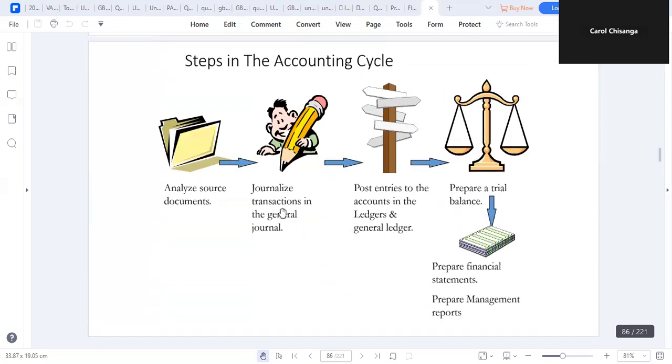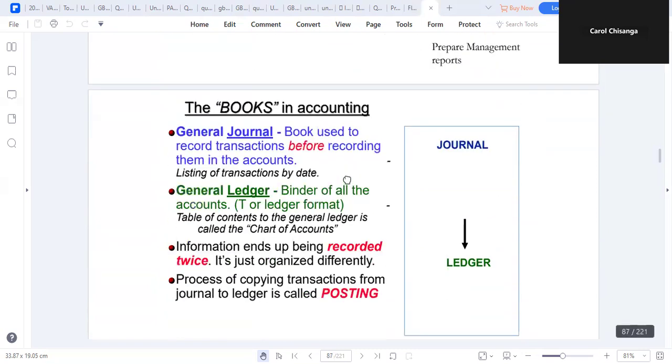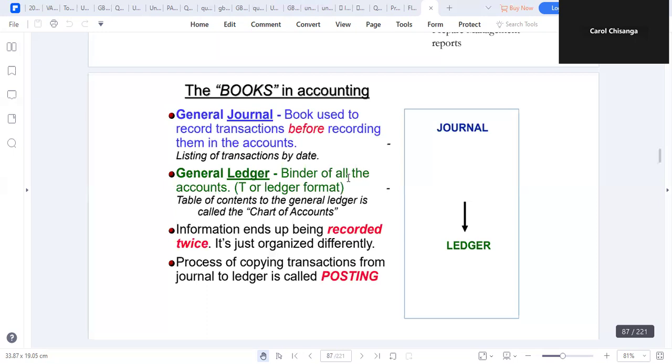ownership. So here are the steps in the accounting cycle where we start with analyzing the documents, we put them into journals, you post the entries in the ledgers, then you prepare a trial balance, and you prepare what are called the financial statements. So the books of original entry are also called the books of prime entry.